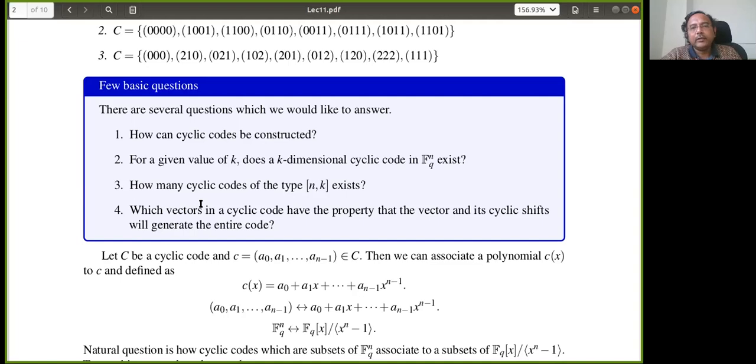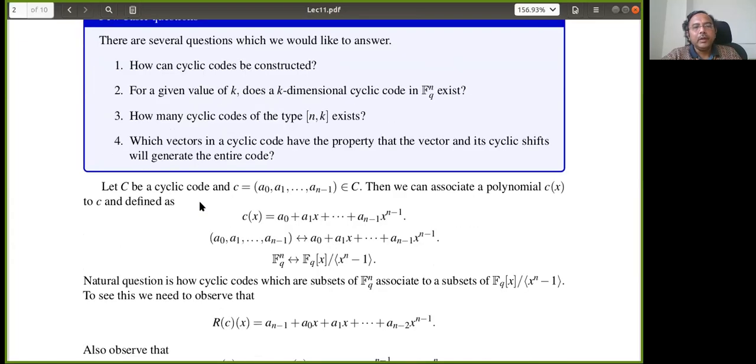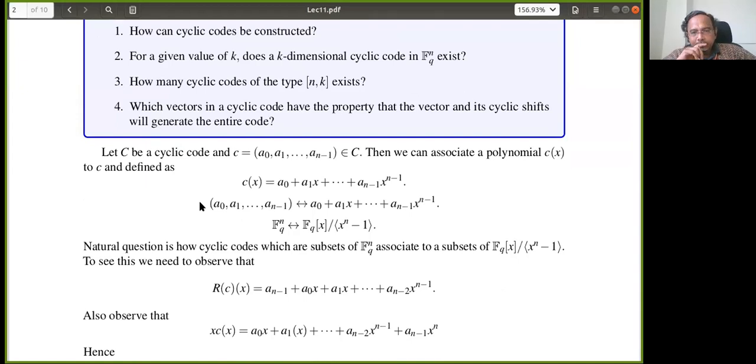So now I'm going to the actual explanation. Let C be a cyclic code. Now I take c equal to (a_0, a_1, ..., a_{n-1}) belongs to C. Then we associate a polynomial c(x) to c as this. This is the reason I started with a_0. I will associate a polynomial to every code word. How? c(x) equal to a_0 plus a_1 x plus up to a_{n-1} x^{n-1}. So this is a one-to-one correspondence.